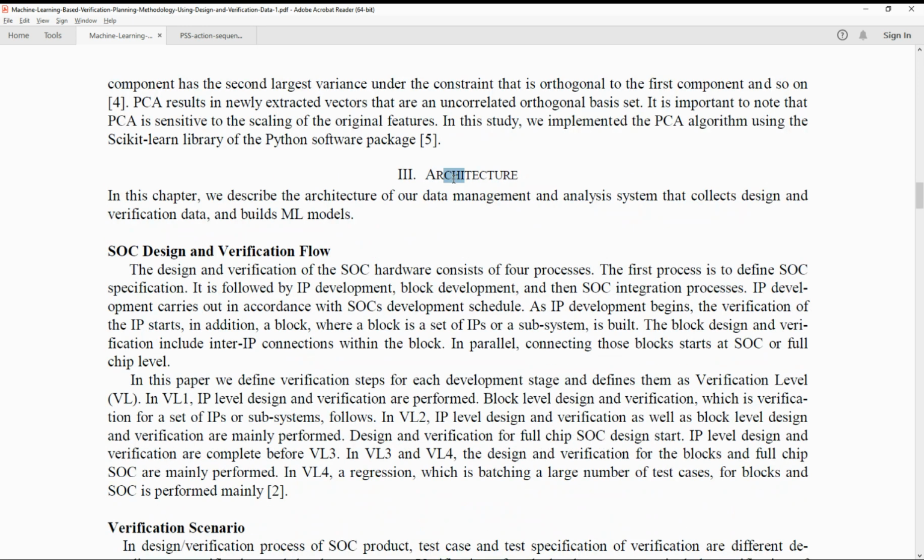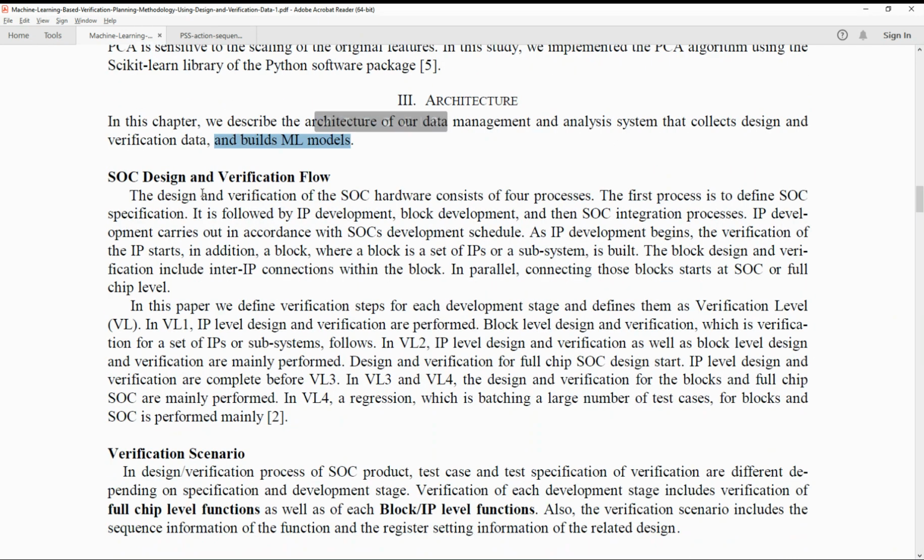3. Architecture. In this chapter, we describe the architecture of our data management and analysis system that collects design and verification data and builds ML models. The SoC design and verification flow. The design and verification of the SoC hardware consists of four processes. The first process is to define the SoC specification. It is followed by the IP development, block development, and the SoC integration processes.